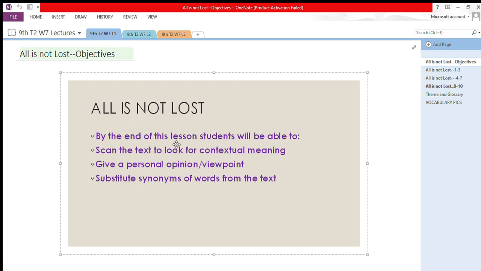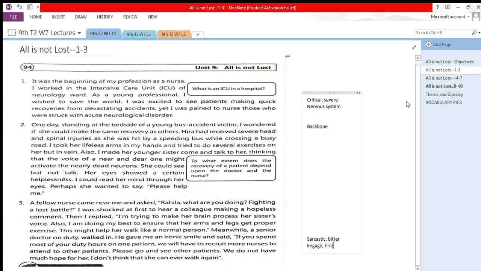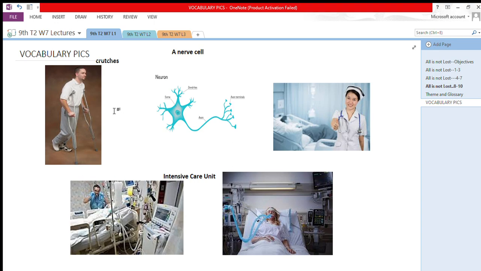So by the end of this lesson, you'll be able to scan the text to look for contextual meaning. You'll be able to give a personal opinion or viewpoint, and you'll be able to substitute synonyms of words from the text. So here is paragraph 1 to 3, but before we do that, here are a few pictures that I want to show you.